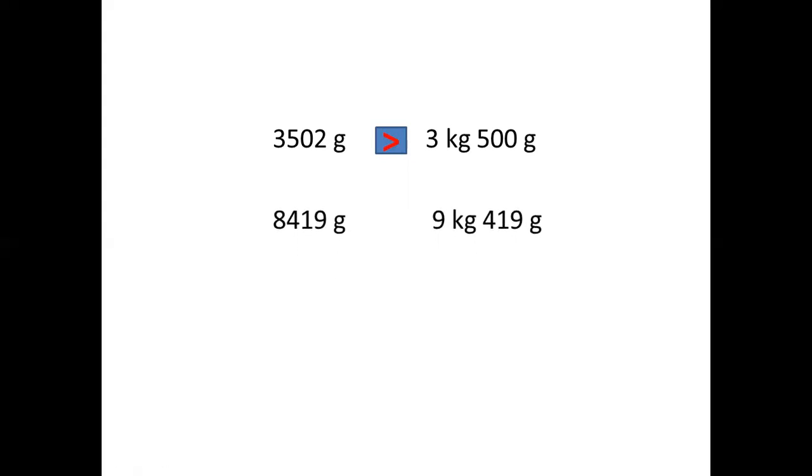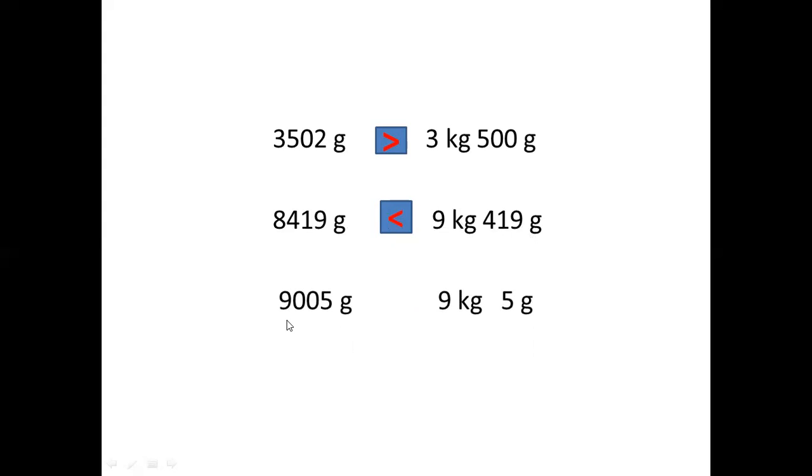Another example we have: 8,419 grams and 9 kilograms 419 grams. And you know that 9 kilograms means 9,000, so it is 9,419 grams. But on this side, you have 8,419 grams. So obviously this amount is small. This is bigger. This is lesser than this amount. So you will say 8,419 grams is smaller than 9 kilograms 419 grams.